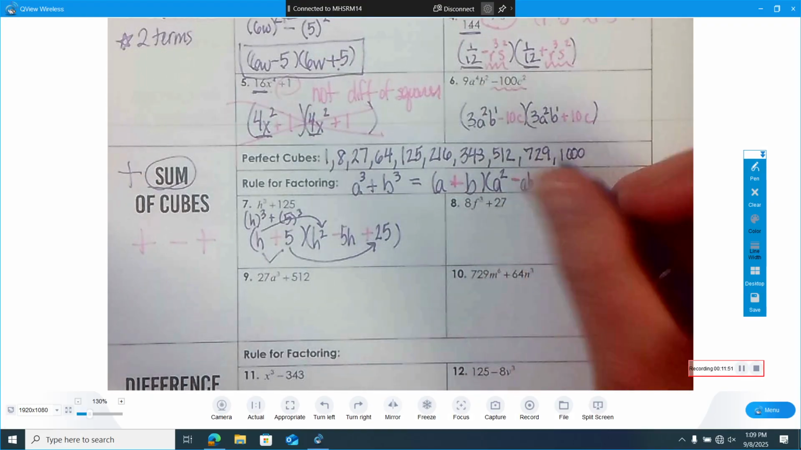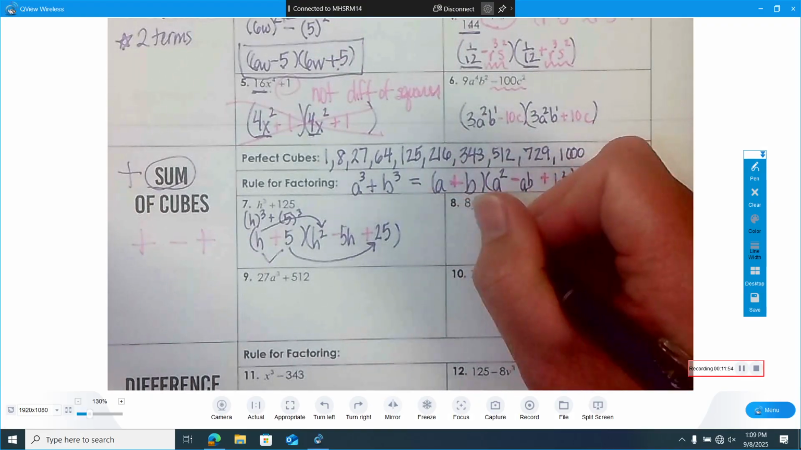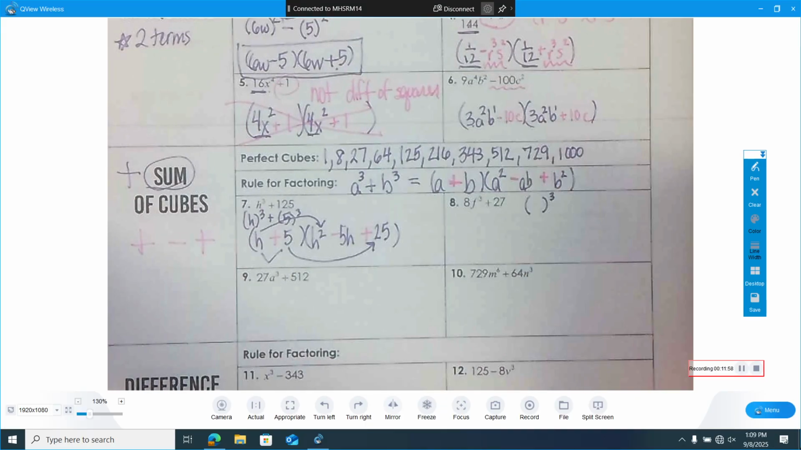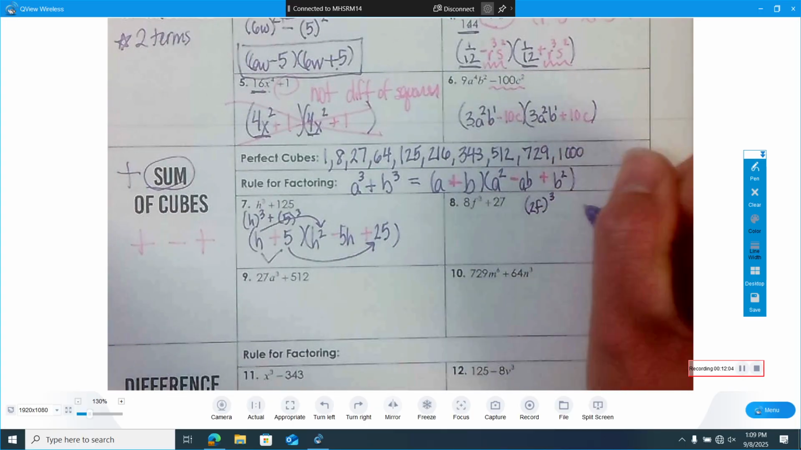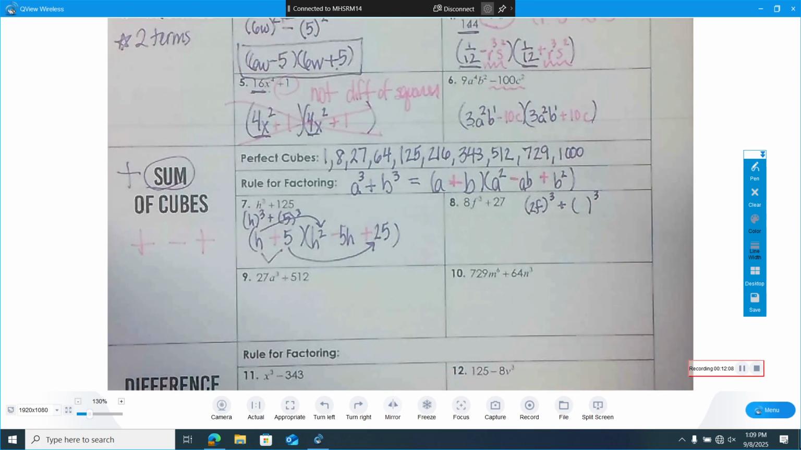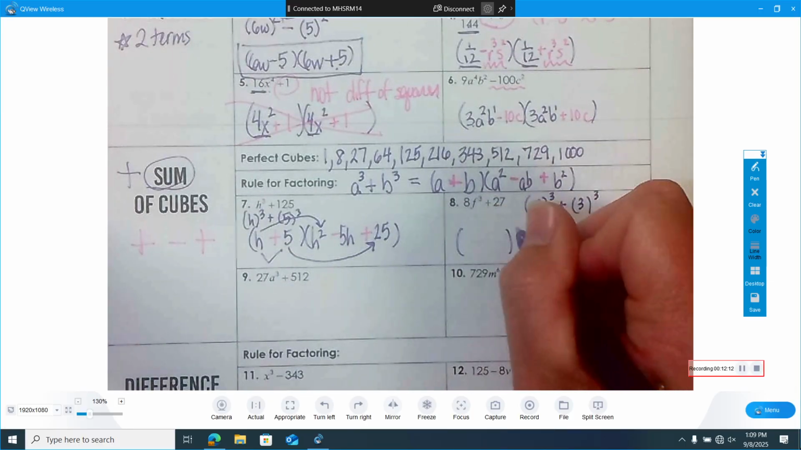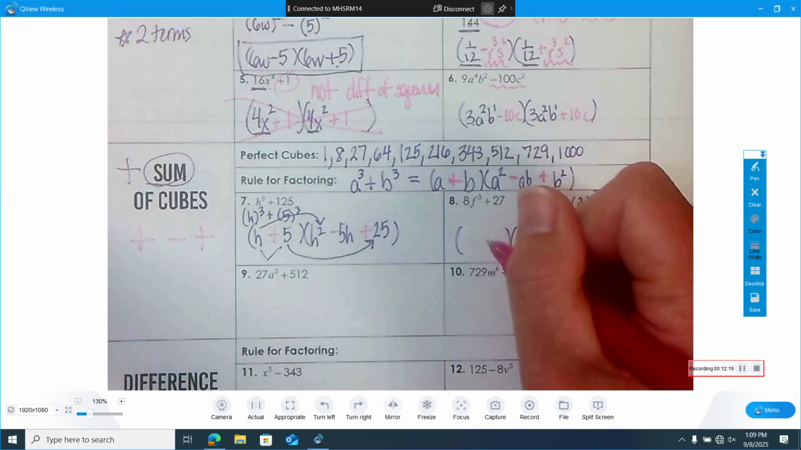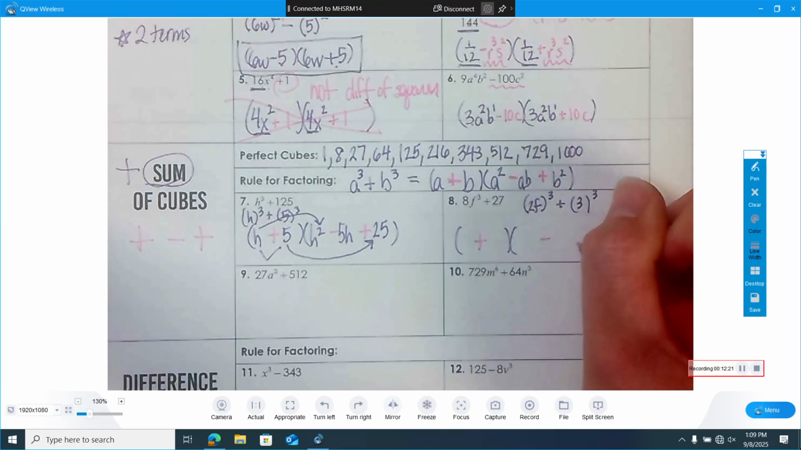Let's try number 8 here. So 8f cubed is really what quantity cubed? What times what times what gives me 8f cubed? 2f. And what times what times what gives me 27? 3. Okay. So you can do that step if you want to help you figure out your small bubble. How do the signs go? Small bubble, big bubble? Plus, minus, plus. Very good.